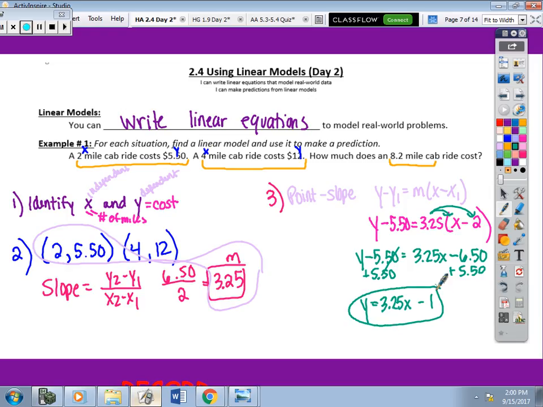now we can use this model to predict. Now 8.2, be careful. Sometimes they will give you one that you have to plug in for y, and then you'd have to add 1 and divide by 3.25. But 8.2 was defined as our x value. So we are going to plug in 8.2 for x. And just for the sake of time, I'll tell you what you get.